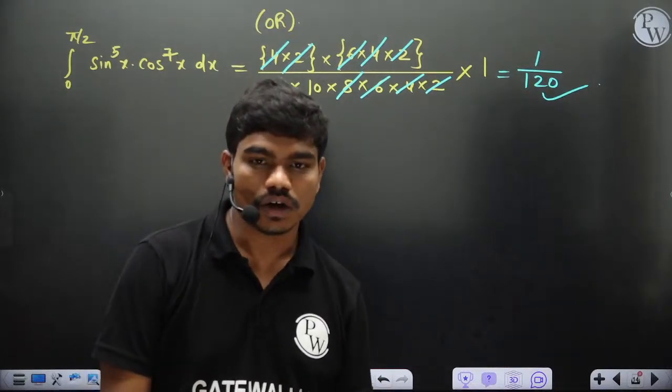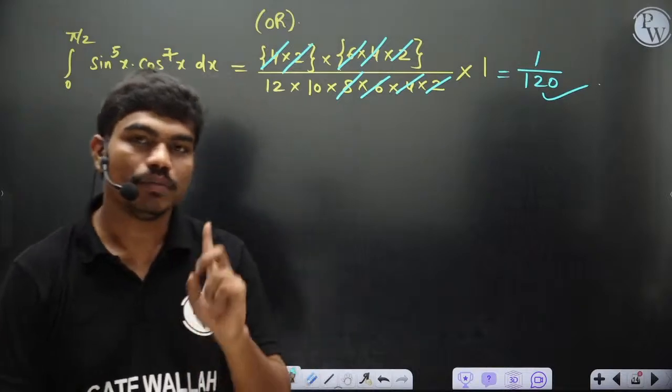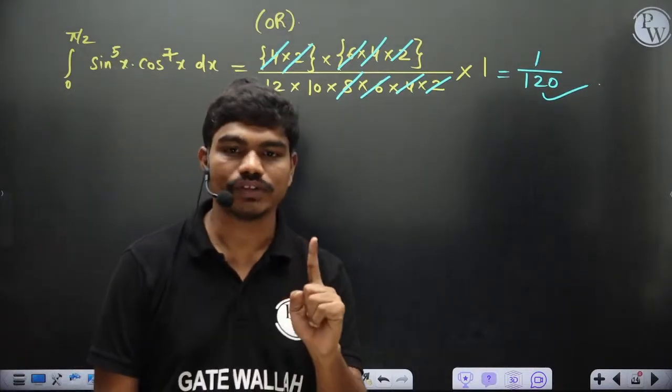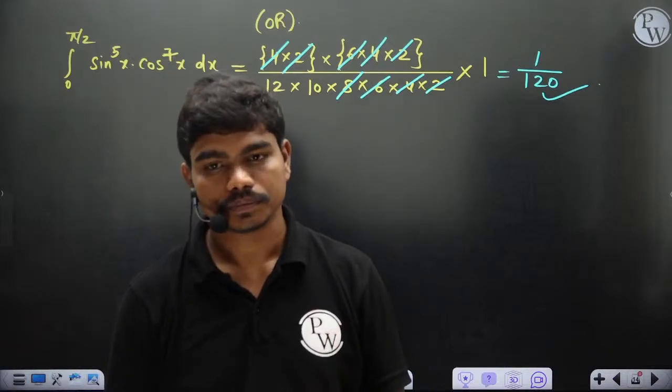All even, or all even into odd. The k value is pi by 2 only when both are even. If either one of them is odd, or if both are odd, the k value is only 1. Got it?